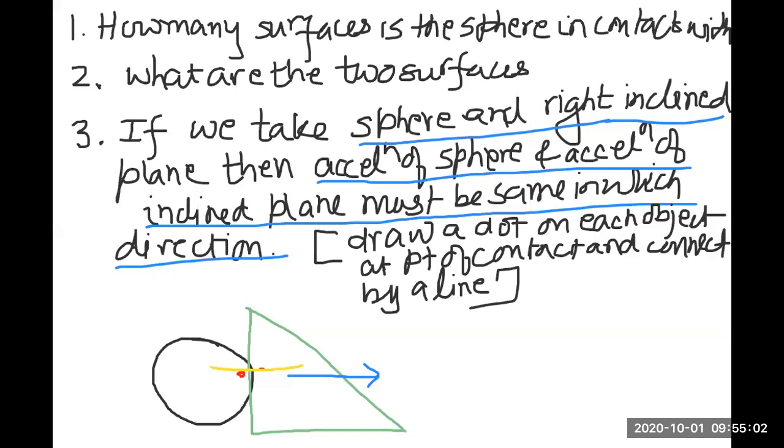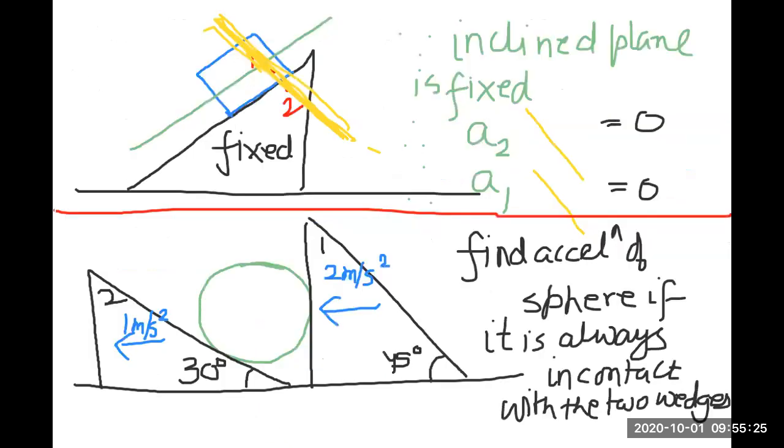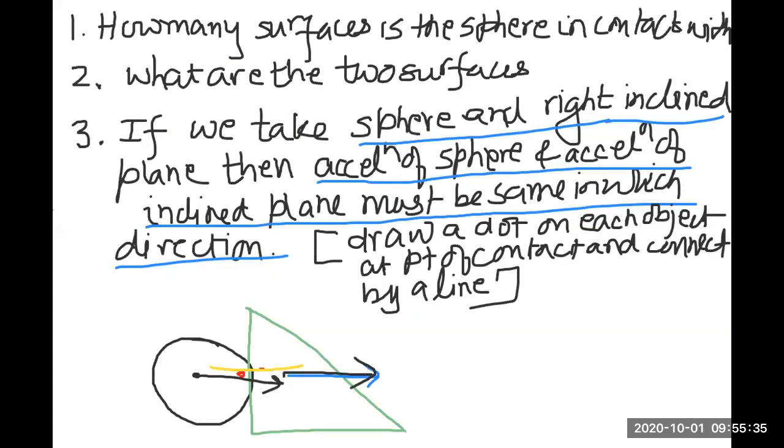Okay, so the acceleration of the wedge along this direction and the acceleration of the sphere along this direction must be same. तो wedge का acceleration क्या दिया है? horizontal direction तो given है हमें. wedge का acceleration तो 2 मीटर पर सेकेंड है लेफ्ट की तरफ.